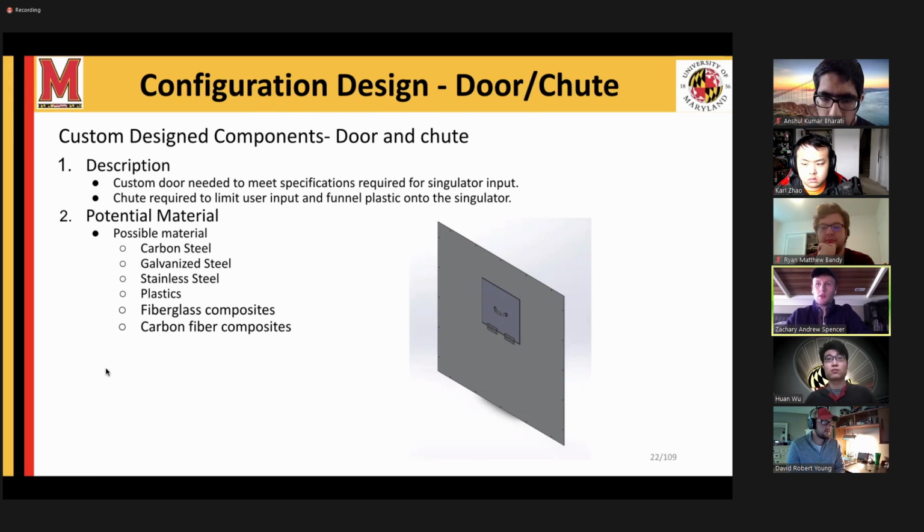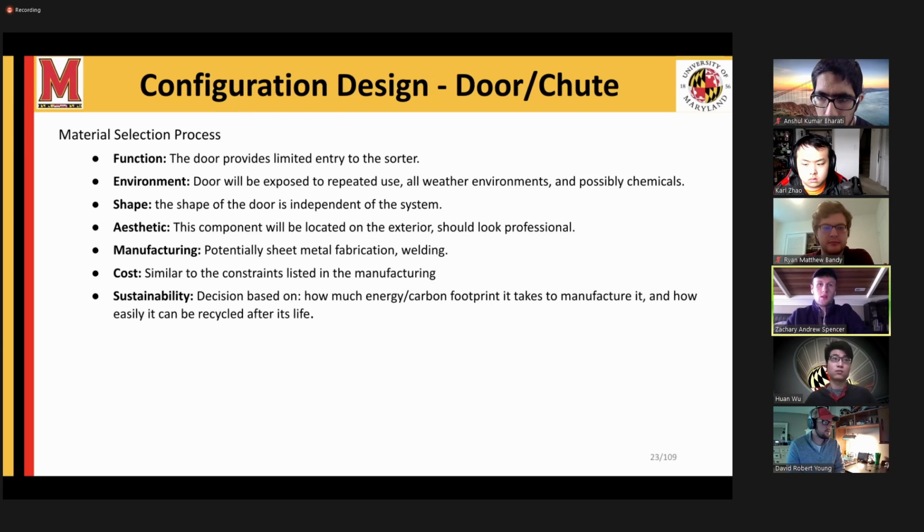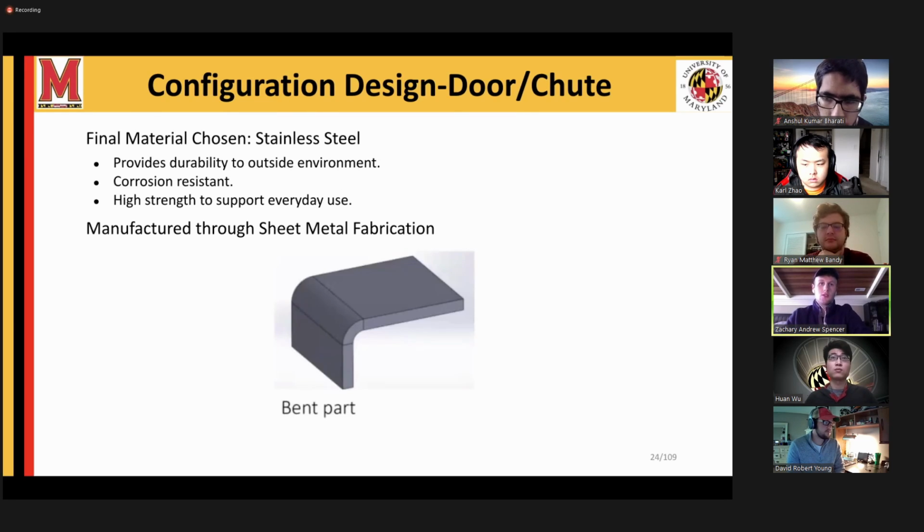There were several potential materials: carbon steel, galvanized steel, plastics, fiberglass composite, and carbon fiber composites. The material selection process consisted of 7 different categories: function, environment, shape, aesthetic, manufacturing, cost, and sustainability. In the end, based on the selection criteria, stainless steel was chosen with the manufacturing process of sheet metal fabrication.